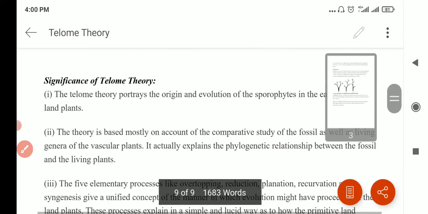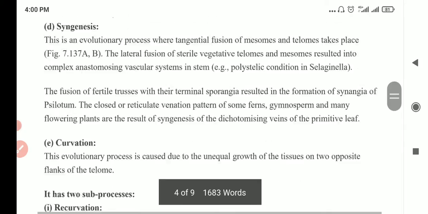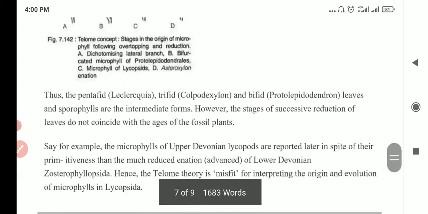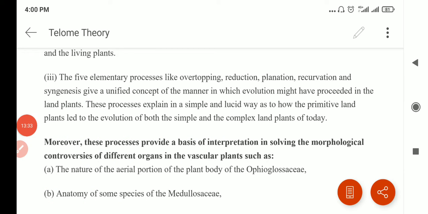These processes of planation, recurving, etc., give us a simple explanation of how it happened. From seeing the ferns, we can understand how higher plants, how trees, how the roses, how the marigold evolved. We can correlate, because if we study something simple, we can apply it in a more complex way. Ferns are way simpler than trees and angiosperms. Once we understand how the lower plants evolve, we can always understand the higher plants.